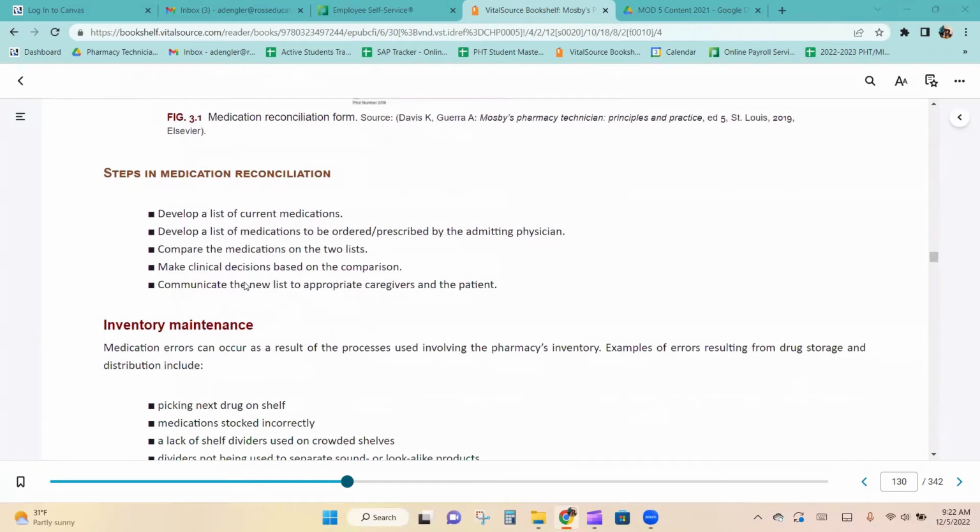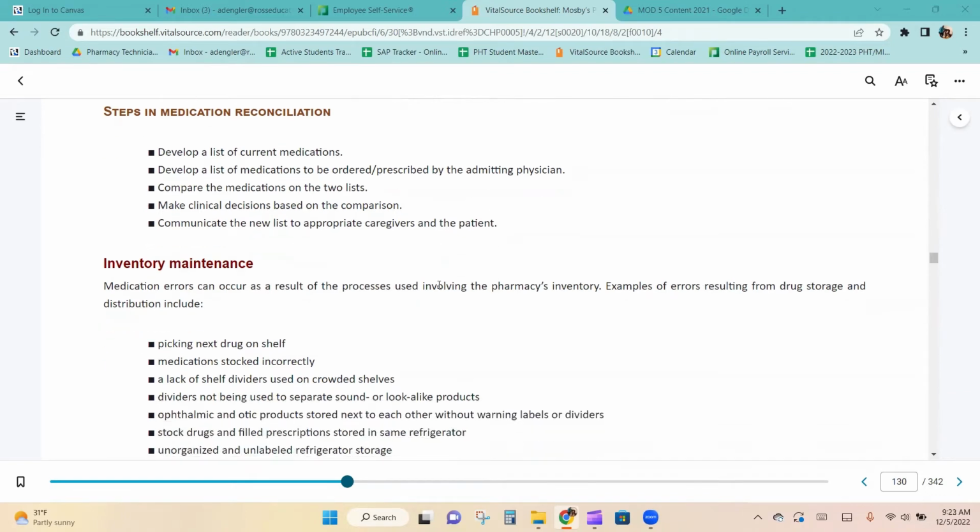So the steps: develop a list of current medications, develop a list of medications to be ordered and prescribed by the admitting physician, compare the medications on the two lists, make clinical decisions based on the comparison, and communicate the new list to appropriate caregivers and the patient. So I actually did do this job for a couple of years in the hospital emergency care center setting. So it's kind of an interesting job.